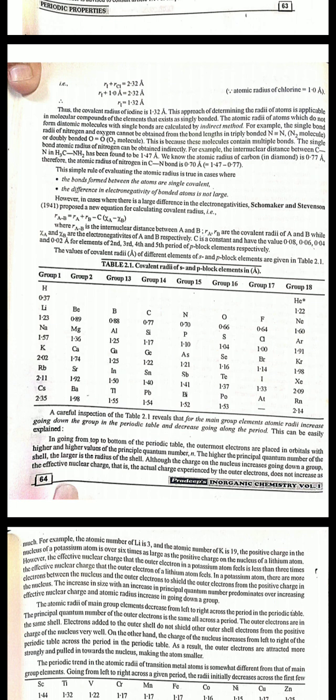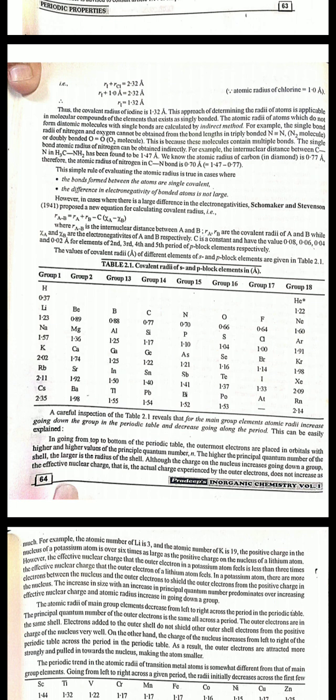The atomic radii of atoms which do not form diatomic molecules with a single bond are calculated by an indirect method. For example, the single bond radii of nitrogen and oxygen cannot be obtained from the bond length in the triple bonded N2 molecule or the double bonded O2 molecule. This is because these molecules contain multiple bonds. The single bond atomic radius of nitrogen can be obtained indirectly.